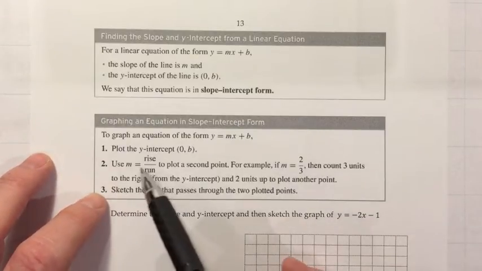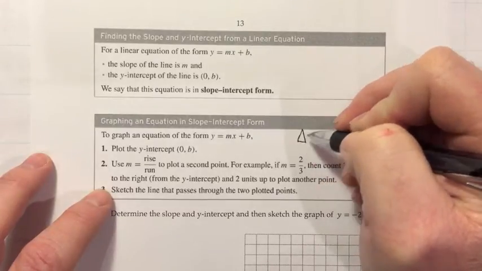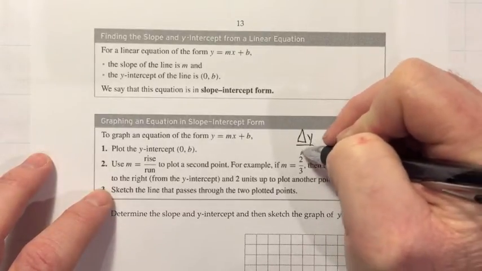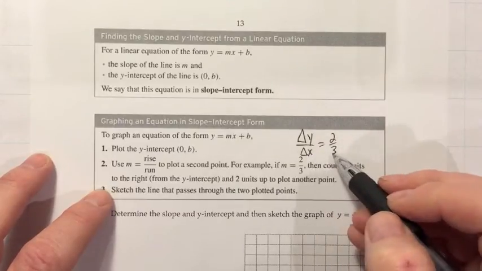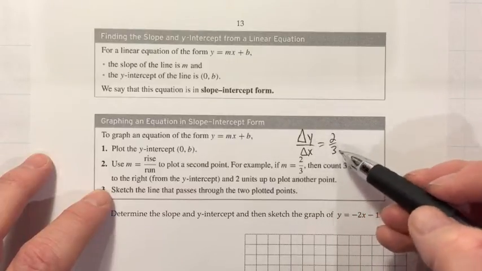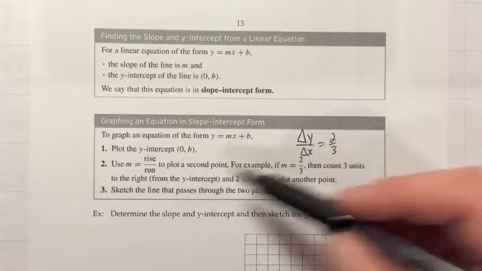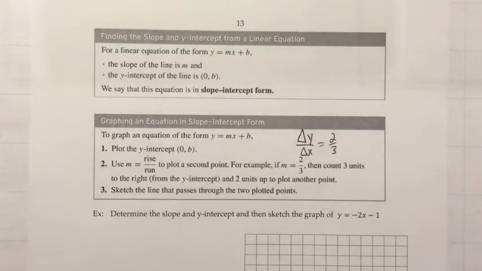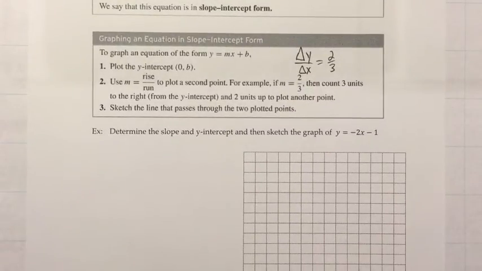The only thing I would change is rise over run isn't language that people use too much. So I would say change in y over change in x is 2/3. So you change your x 3, so you go over 3, and then you change your y 2, so you go up 2. It's the same idea as what they said, just thinking of change in y over change in x instead of rise over run, which really mean the same thing, just a different way of saying it. All right, so let's try it.